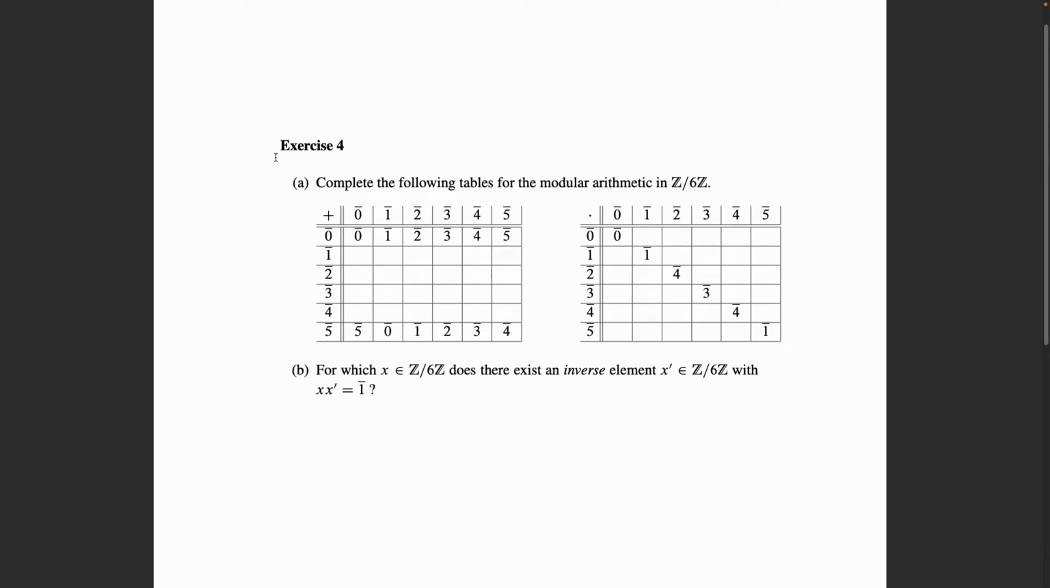And the last exercise is just to get a little bit acquainted with modular arithmetic. So here we are just doing modular arithmetic with modulus 6. And I just want you to complete the following arithmetic tables for the arithmetic in Z over 6Z. So these are the elements of Z over 6Z. And yeah, of course, the first table in every entry here is if you take the row entry and the column entry and you add them together, what would be here.